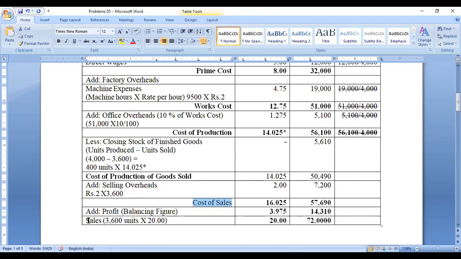In this question the sales amount is given. With the sales, you deduct the cost, and the profit is calculated. When profit is calculated, this is called a balancing figure.